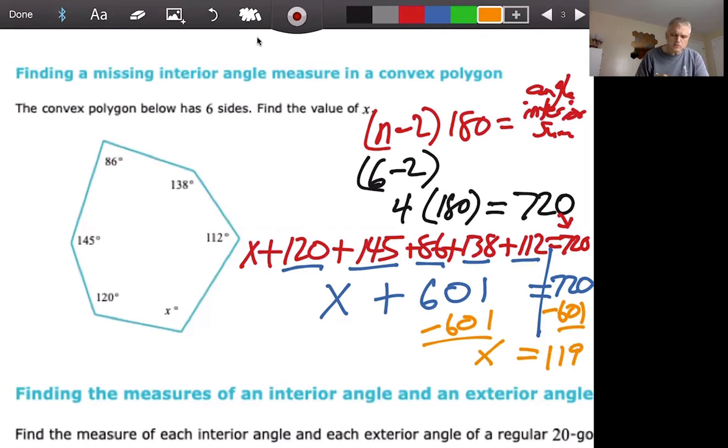And that's a reasonable number. It's definitely between 0 and 180. We don't look at the picture because we always have to assume that the picture may or may not be drawn to scale. But 119 degrees, pretty reasonable answer. That's how we got it.